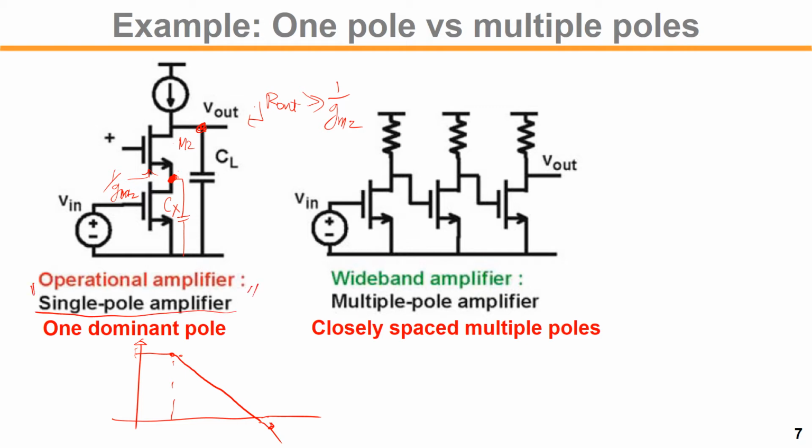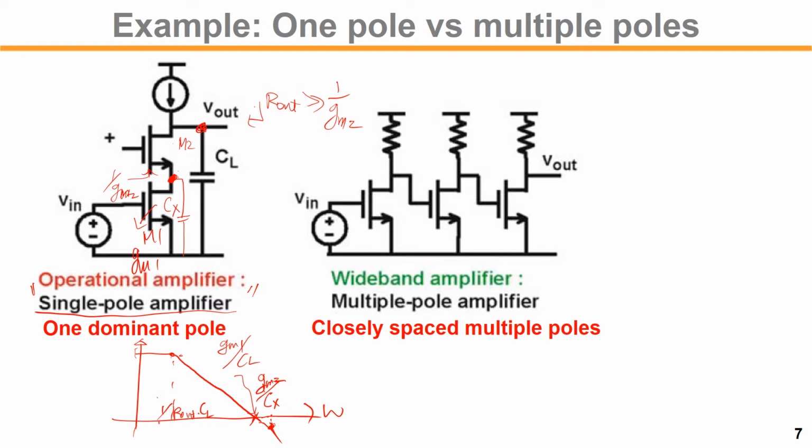So the first pole frequency is omega 1 equals 1 over Rout times CL, and the second pole location is gm2 over CX, right? Now the unity gain frequency here is gm1 over CL, this is M1 and gm1 there, right? So this is called the single pole amplifier.